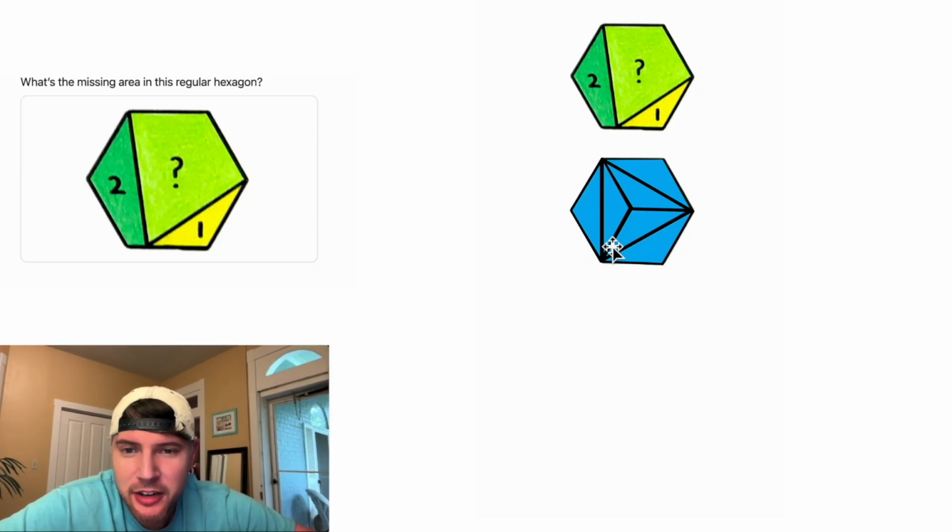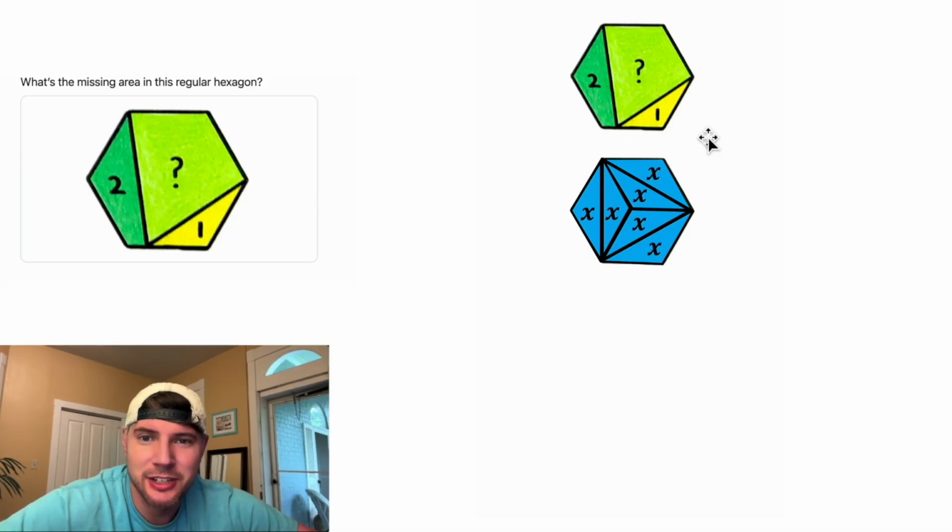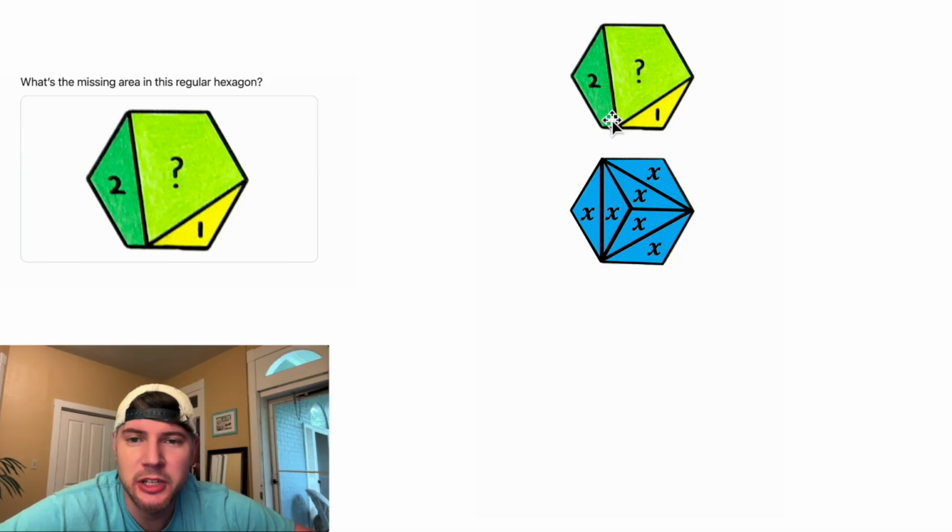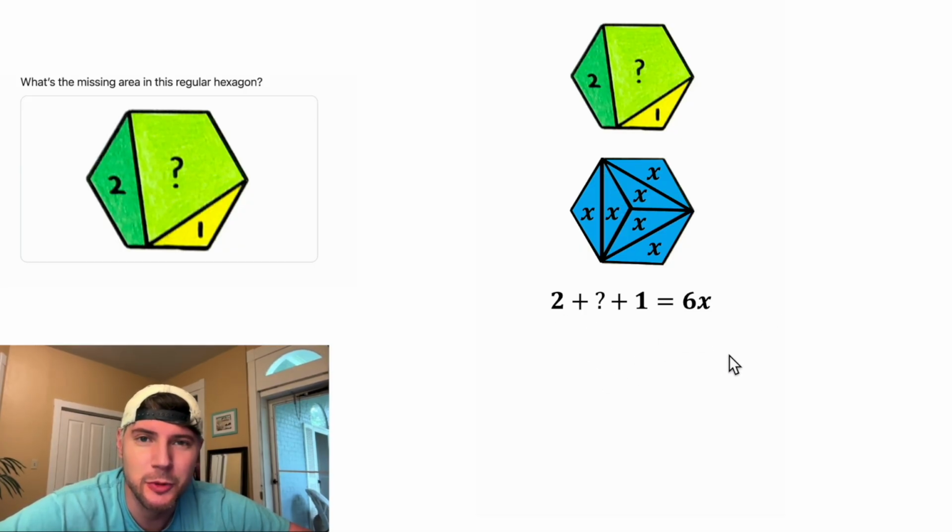Let's call the area of this blue triangle x, and so all of them will have an area of x. And now we can write our first equation. The area of this regular hexagon will equal 2 plus question mark plus 1. And the area of this identical regular hexagon will be equal to 6x. So we can say 2 plus question mark plus 1 equals 6x.